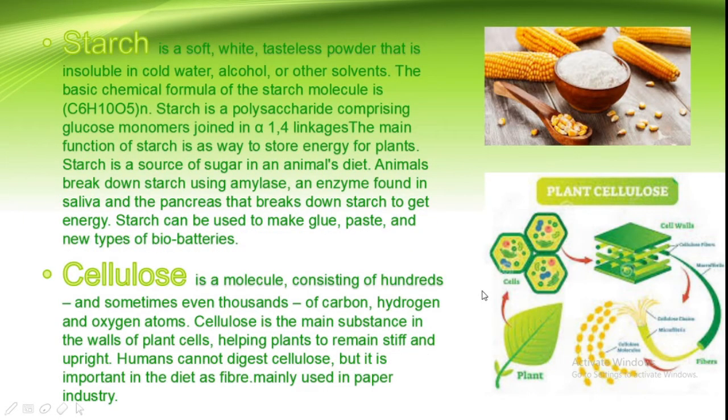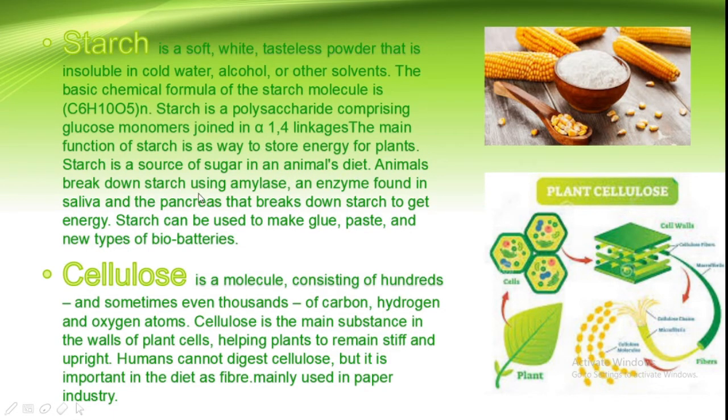Then the next example is of the starches. Starch is a soft, white, tasteless powder that is insoluble in cold water, alcohol, or other solvents. The basic chemical formula of the starch molecule is C6H10O5. It is a polysaccharide composed of glucose monomers joined in alpha 1-4 linkages. The main function of starch is to store energy for plants. Starch is the source of sugar in an animal's diet.